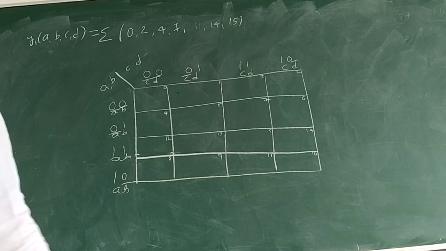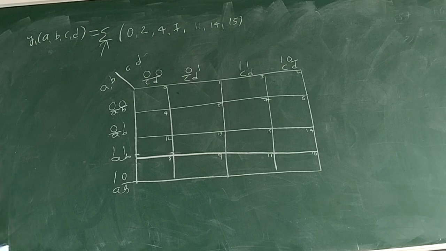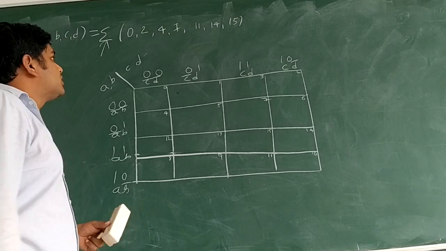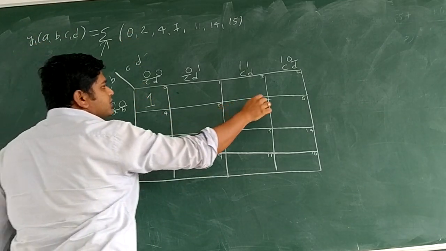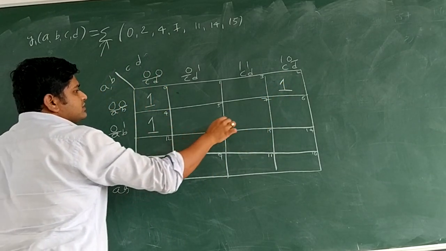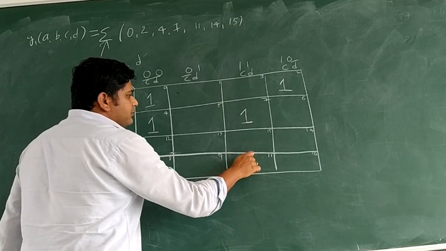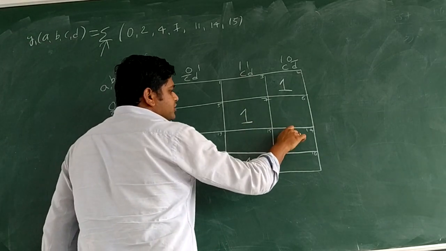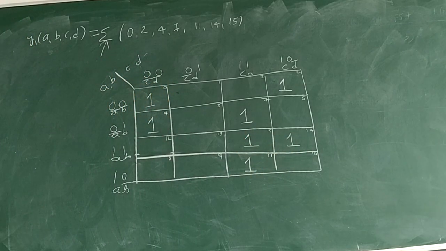So now, what is this? Summation indicates high, which means we have to fill 1 for the given cell numbers. What are the given cell numbers? 0th cell. Next, 2nd cell. Next, 4th cell. Next, 7th cell. Next, 11. Next, 14. Next, 15.